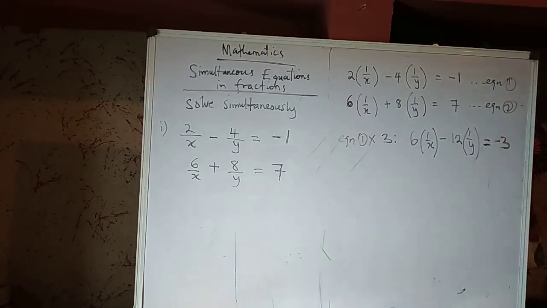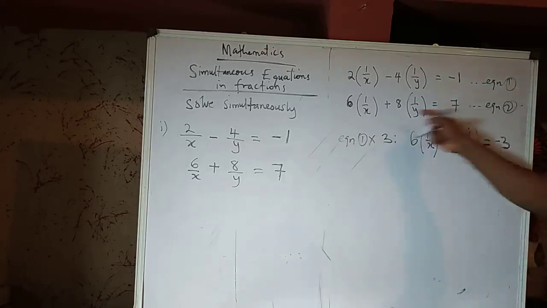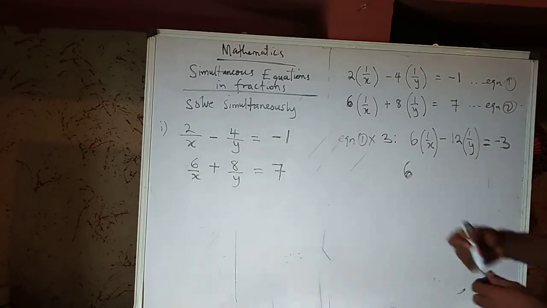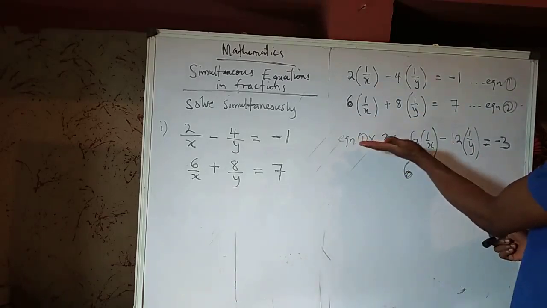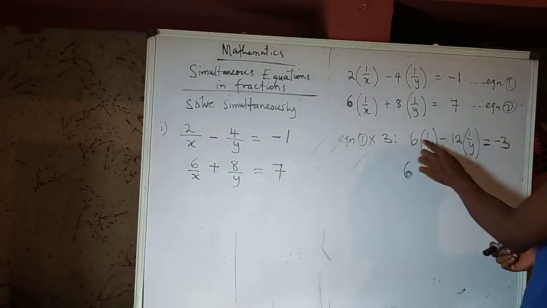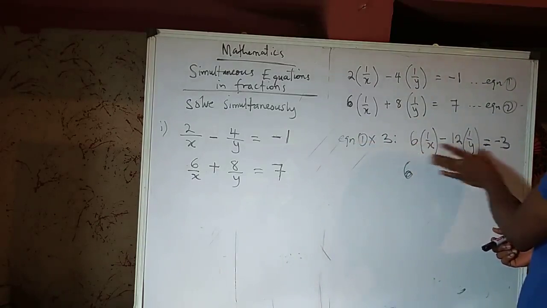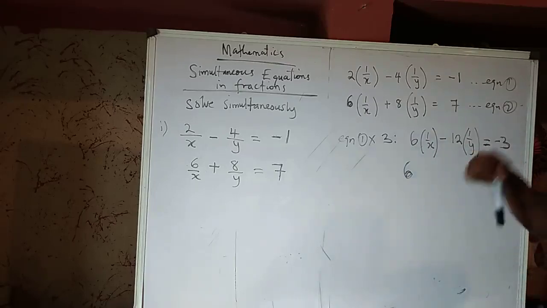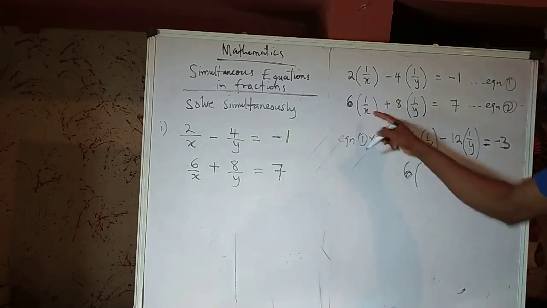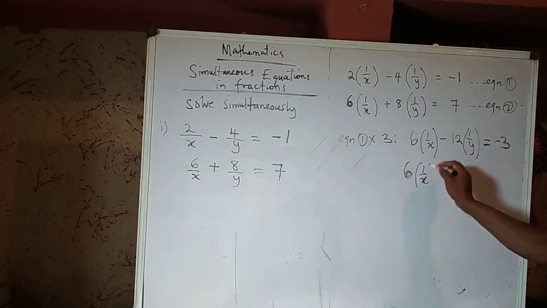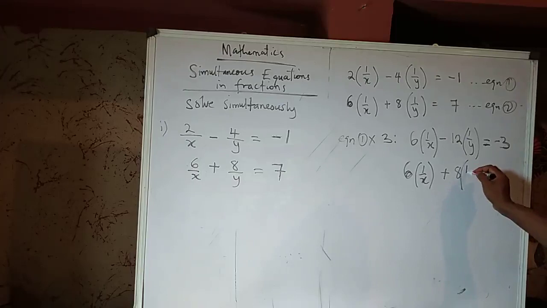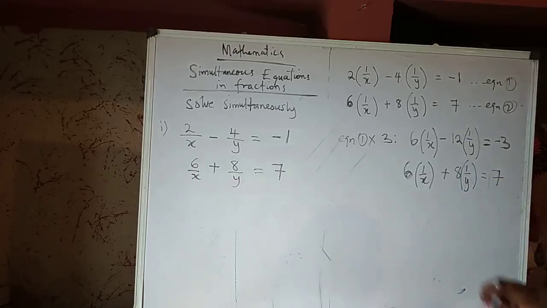Right? So you see that. Now, I'm not going to do anything to equation 2, because just by multiplying equation 1 by 3, I have been able to get the coefficient of 1 over x in equation 1 to be the same as 1 over x in equation 2. Alright, so I'm not going to do anything to equation 2. Okay, so you see that.